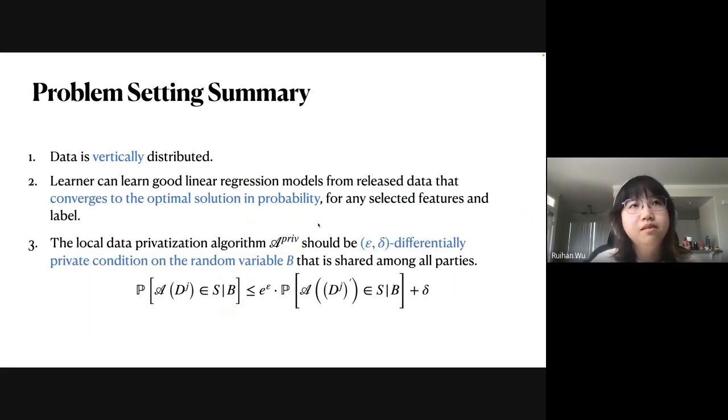And thirdly, the local data privatization algorithm, A private, should be epsilon-delta DP, conditioned on the random variable that is shared among all parties. So that's for the problem setting. Do you have any questions? Or I'll move on.